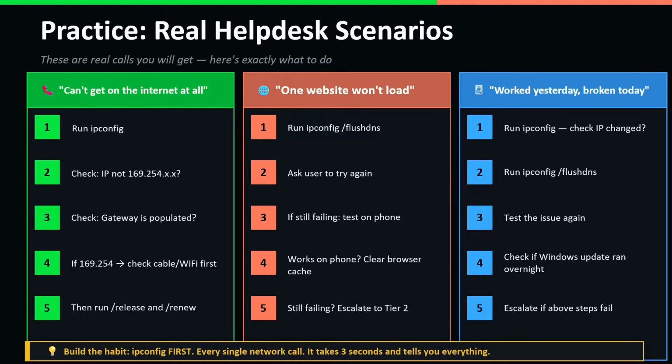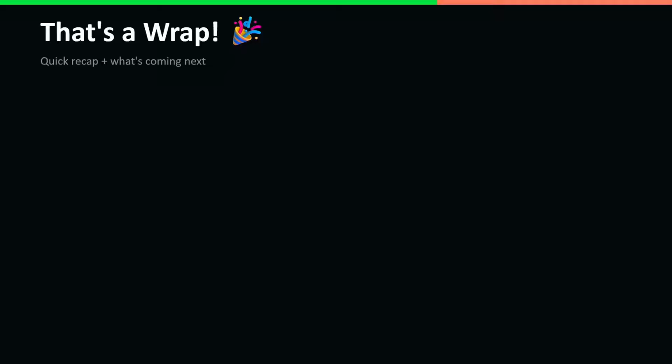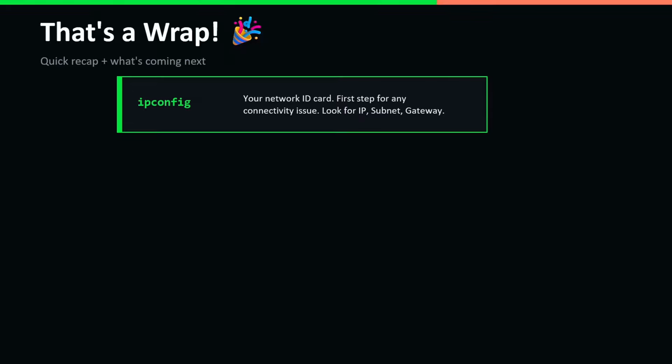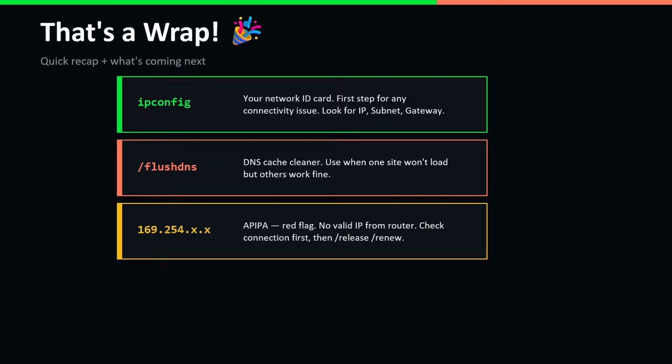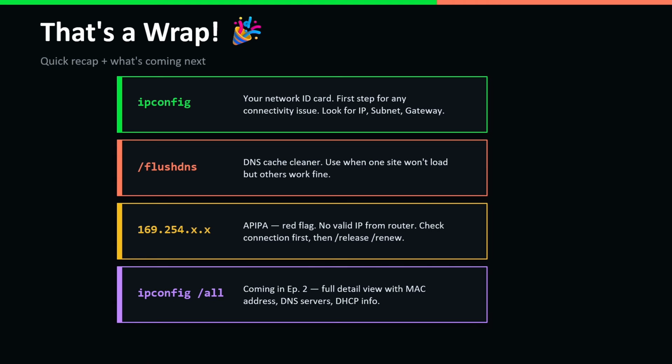And with that, we've wrapped up and reached the end of the video. So let's do a quick recap of everything. Remember that ipconfig is basically your network ID card. It's your first command on every single network call, and you have 3 fields to pay attention to: the IP, subnet, and the gateway. Next is the DNS cache cleaner, flushdns. This is for site-specific loading issues, and it usually takes about 5 seconds to run. Third is an APIPA, the accursed 169.254 address. This is a major red flag that indicates there's no valid IP, and it usually starts with a physical connection. Lastly is ipconfig /all, which I may be doing in episode 2. Just know that this is IP configuration, but it gives you way more information for a more detailed diagnostic.